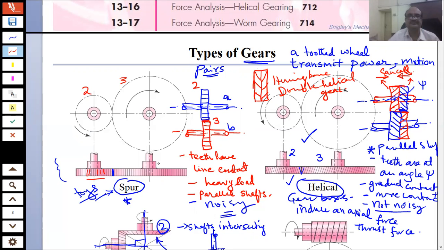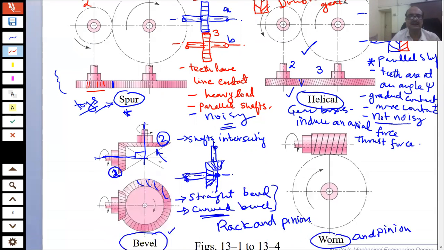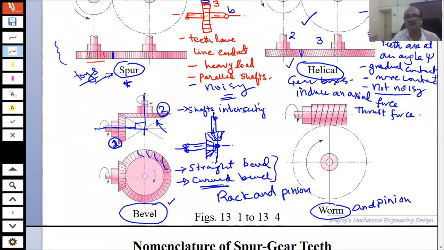Now, coming to the next type of gear, which is a worm and pinion. So this is the pinion or worm gear. You can also call it a pinion or a worm gear. So this is the worm gear, and this one is the worm in this arrangement. Now, what is a worm and pinion?